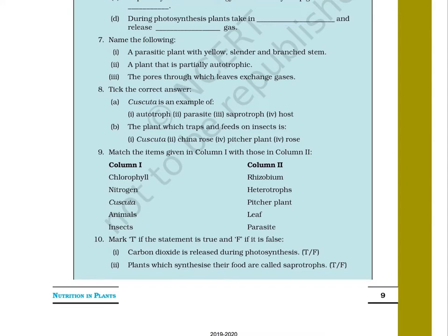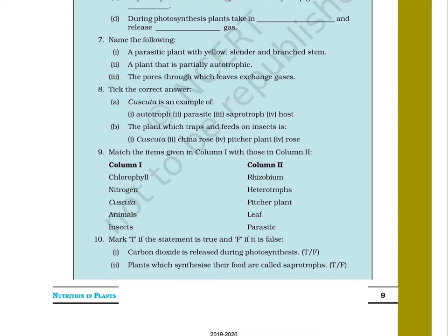9. Match the items given in column 1 with those in column 2. Column 1. Chlorophyll, nitrogen, Cuscuta, animals, insects. Column 2. Rhizobium, heterotrophs, pitcher plant, leaf, parasite.